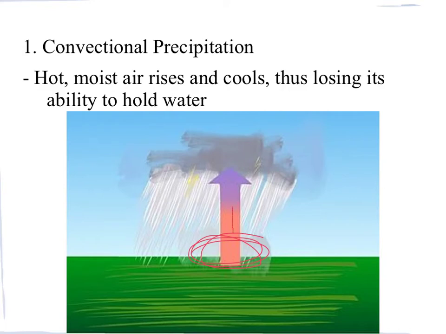Because it's hot, it expands, it rises, it gets finally to an area high enough above the Earth that it's cooled down a bit. It can't hold that water vapor, as we talked about, and so it rains. This is the simplest type of precipitation.